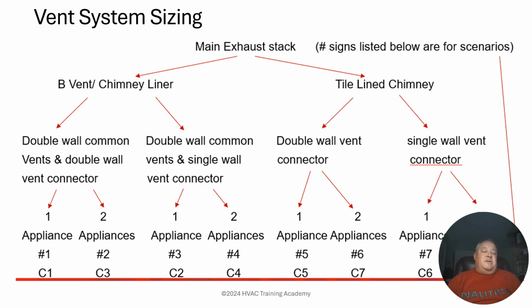The second one over is going to be double wall common vents with single wall vent connectors. Again, 1 or 2 appliances. Let me just tell you that by far and away the most common one that we use out there is going to be table C4 in all of these applications. Now, if you get into a tile line chimney, if you have double wall vent connectors going between the appliance and the chimney, you're going to use C5 and C7, based on whether you have one or two appliances. And then single wall vent connectors, whether you have one or two appliances, are going to use C6 and C8.